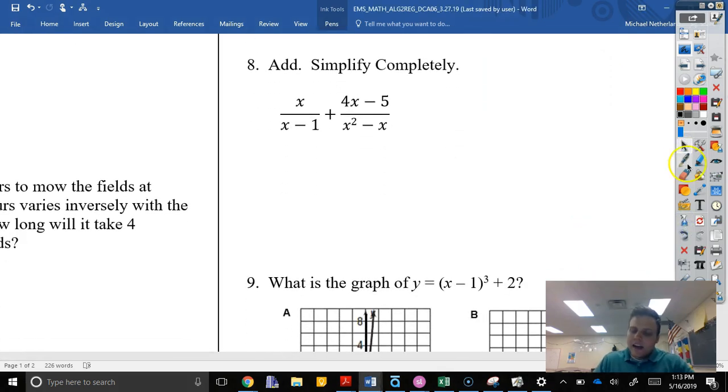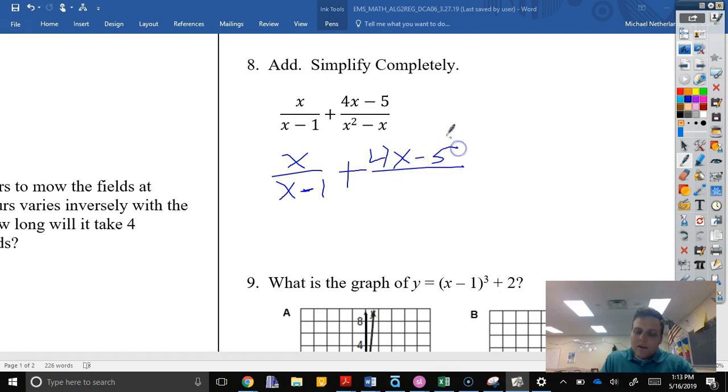It says add, simplify completely. Well, in order to add fractions, we need a common denominator. In order to get a common denominator, I need to make sure everything is as factored as possible so I can see the different factors of the different denominators. So this guy has a factor of just x minus 1. However, this guy over here can be factored by greatest common factor. X squared and x both have an x in common. So that becomes x minus 1.